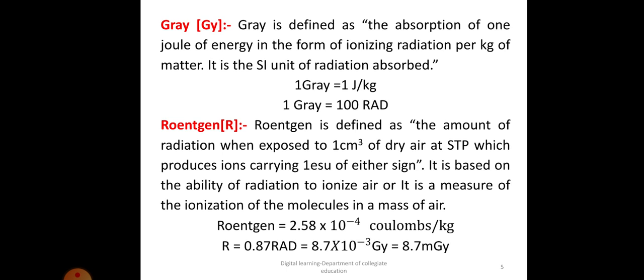1 Rontgen is equal to 2.58 into 10 to the power of minus 4 coulombs per kg, or 1 Rontgen is equal to 0.87 rad, that is equal to 8.7 into 10 to the power of minus 3 gray, that is equal to 8.7 milligray.